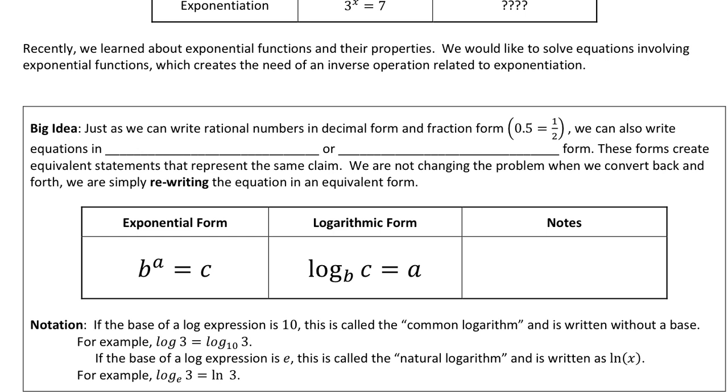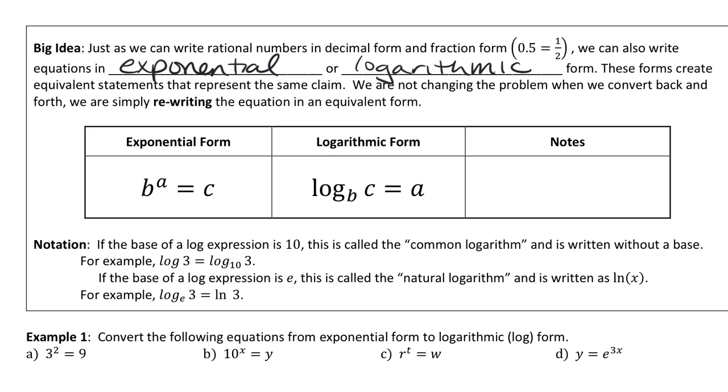But a big idea here is that just as you can write the decimal 0.5 as a fraction 1/2, they're the same number written in different forms. You can also write equations in exponential and/or logarithmic form, meaning they're going to be equivalent like 1/2 and 0.5. They're just going to be written in different forms like decimal and fraction. One of the forms is going to be called exponential. One of the forms is going to be called logarithmic. Now, how do we go back and forth between these forms? The same way you would know how to change from a decimal to a fraction.